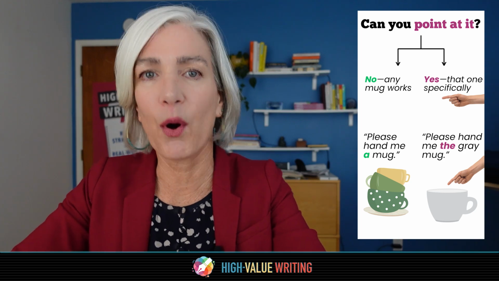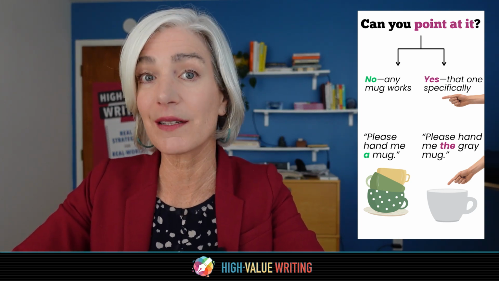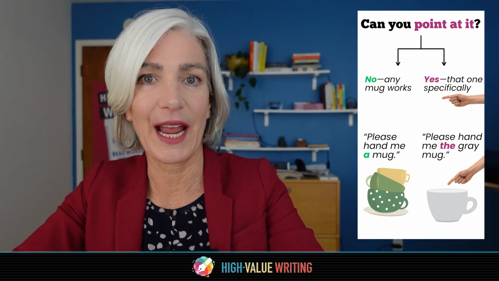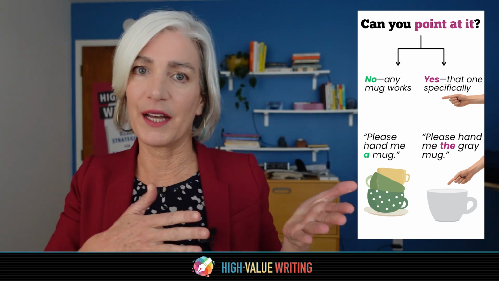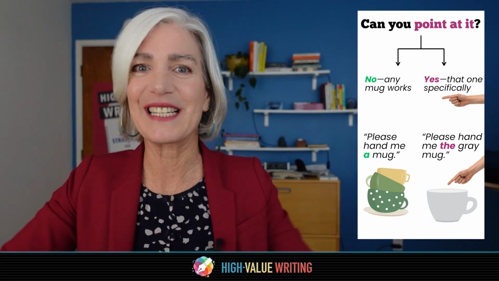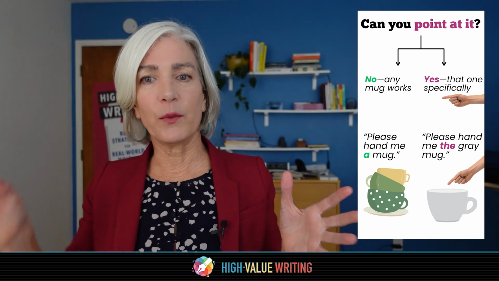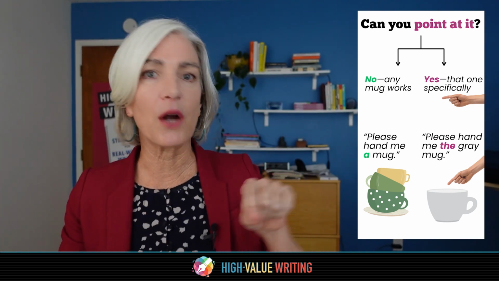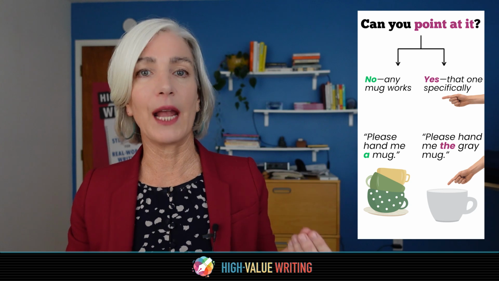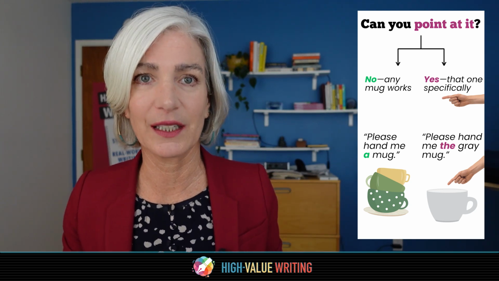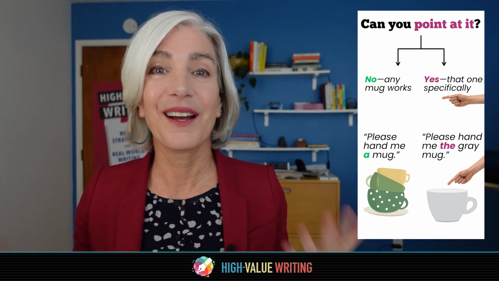If you cannot point at the specific one that you want, you probably need a or an. Usually a, but an if it's right before a vowel. And we'll have an example on that in a moment. But if it can be any mug and we can't point directly at the mug we want, then we're using a mug. Please hand me a mug, a glass, a pen, whatever.